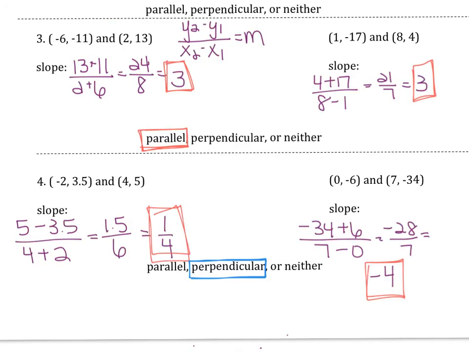Alright, so check your work. That first one should be parallel, both your slopes are 3. The second one is perpendicular. You have positive 1/4 and negative 4. So please make sure you've checked your work and then you are ready to ask any questions or get ready for some practice tomorrow when you get back to class.